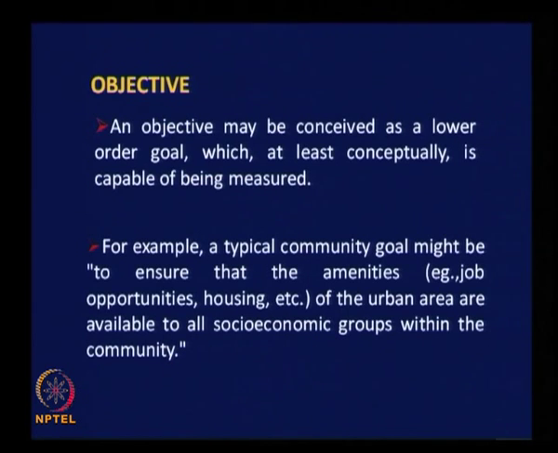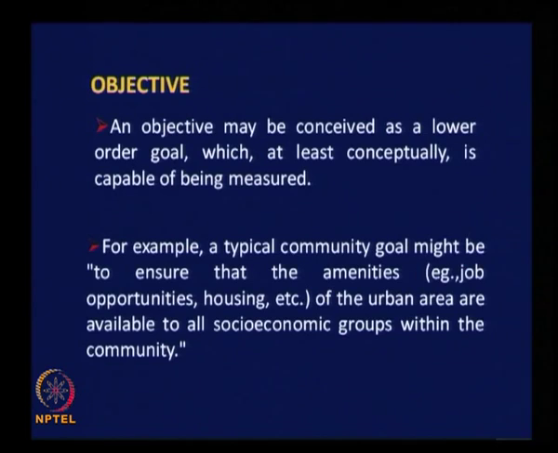For example, a typical community goal might be to ensure that the entire amenities, for example job opportunities, housing, maybe health facilities and so on of the urban area are available to all socio-economic groups within the community. What is given here is the example of a community goal, and we need to derive the objective, isn't it? The example given is the example for goal. Can we think of some objective for this goal related to transportation system planning process? This goal is common for any developmental work in the urban area. It is a very common community goal, but we must pick the relevant portion which is applicable for our planning process. Any suggestion?